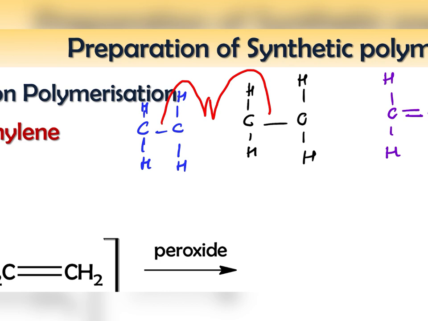So there you go, new bond. The new bond consists of two electrons. One is from this first ethene, and another one is from the ethene on the left. So with two electrons, you form a new bond.